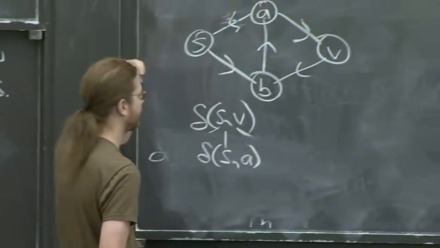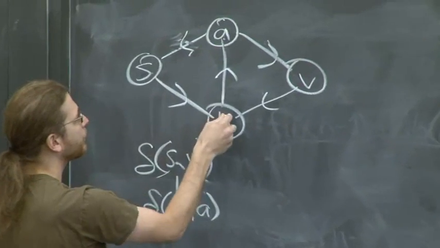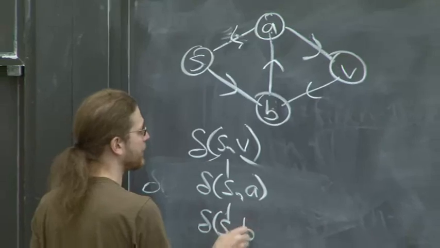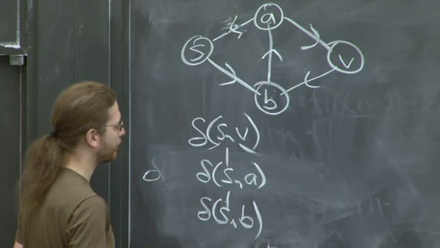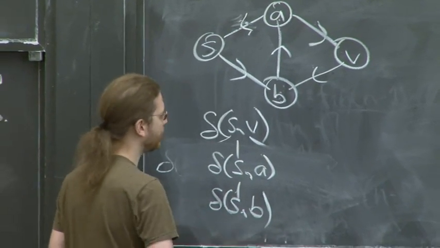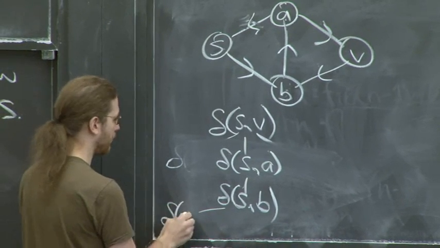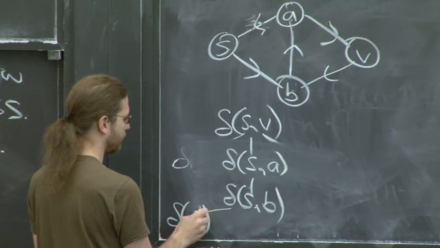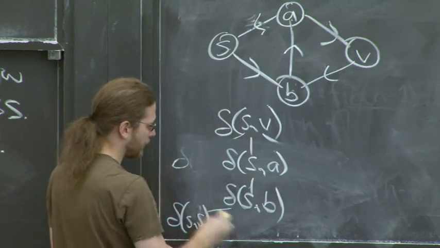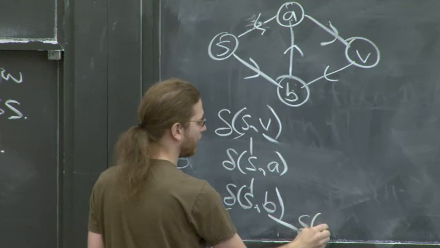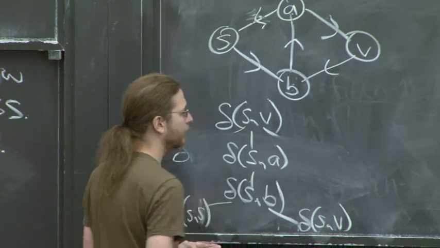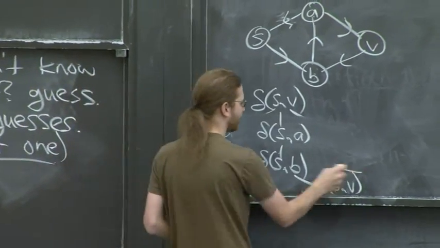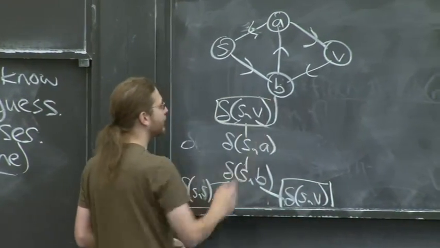OK, there is some shortest path to A. To compute the shortest path to A, we look at all the incoming edges to A. There's only one. So delta of S comma B. Now I want to compute the shortest path from B. Well, there's two ways to get to B. One of them is delta of S comma S, which came from S. The other way is delta of S comma V. Do you see a problem? Yeah. Delta of S comma V is what we were trying to figure out.